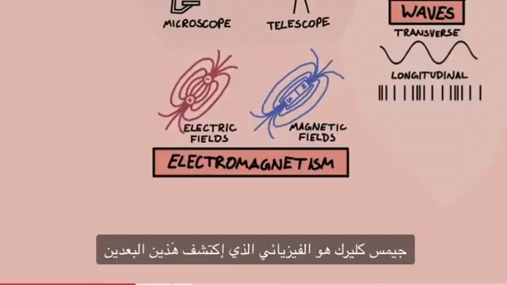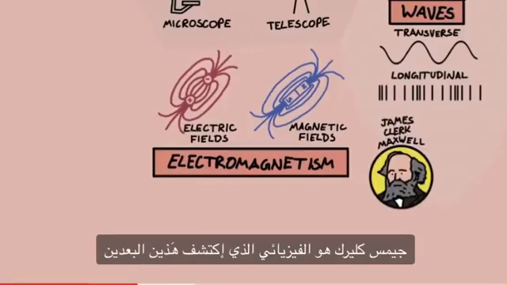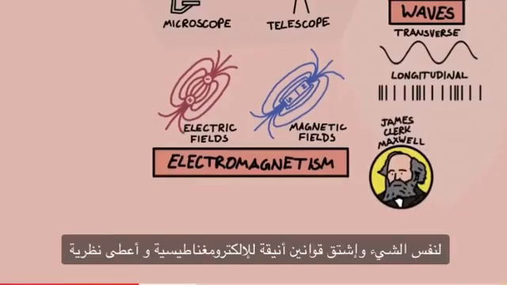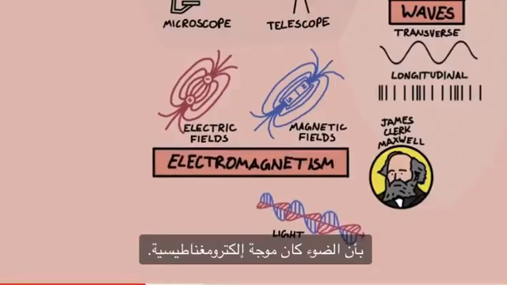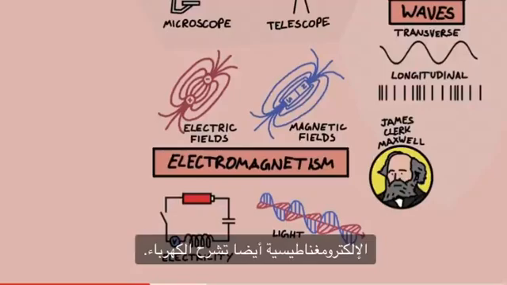It was a physicist called James Clerk Maxwell who discovered that these are two aspects of the same thing and derived the wonderfully elegant rules of electromagnetism and theorized that light was an electromagnetic wave. Electromagnetism also explains all of electricity.